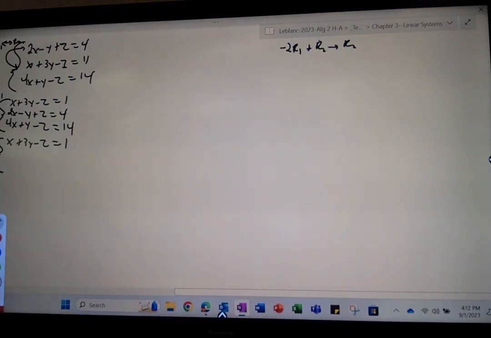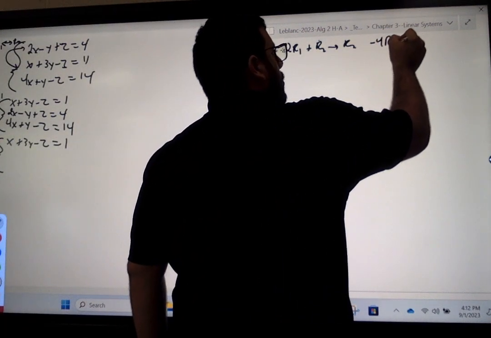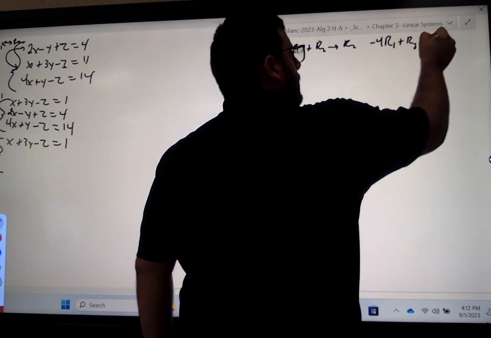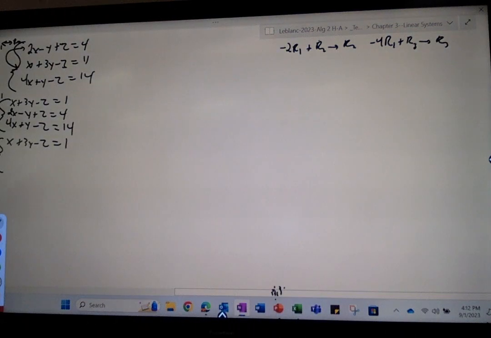Then I'm going to take the same row 1 and multiply it by negative 4 and add it to here to get rid of that 4. So negative 4 row 1, plus row 3. And that's going to be my new row 3. Those are the next two steps I'm going to do. The very first step was switching these two. Next step is to eliminate the x's. So here's what I got.